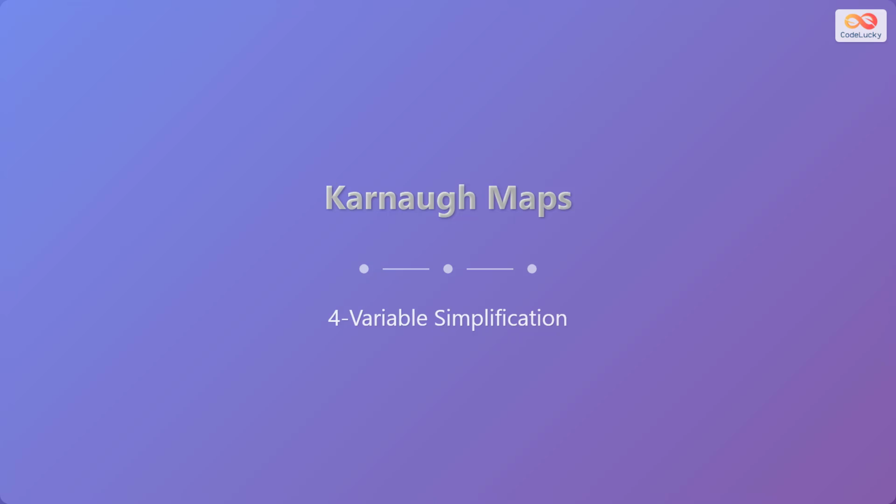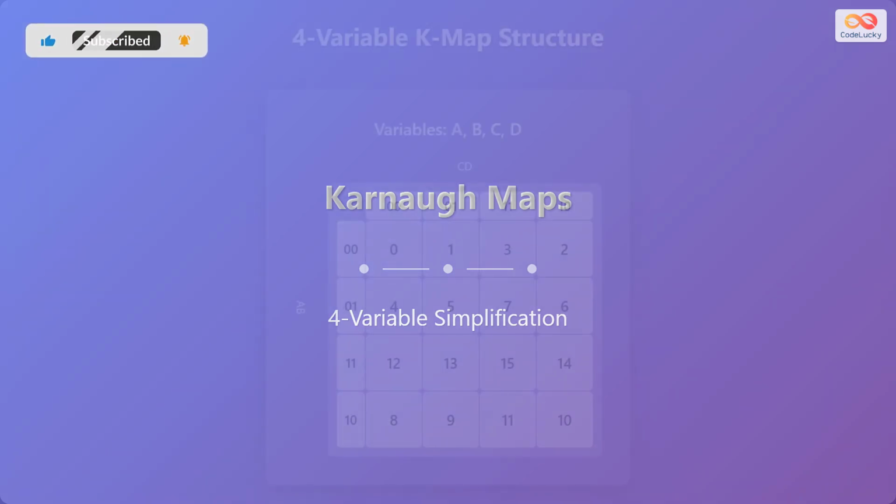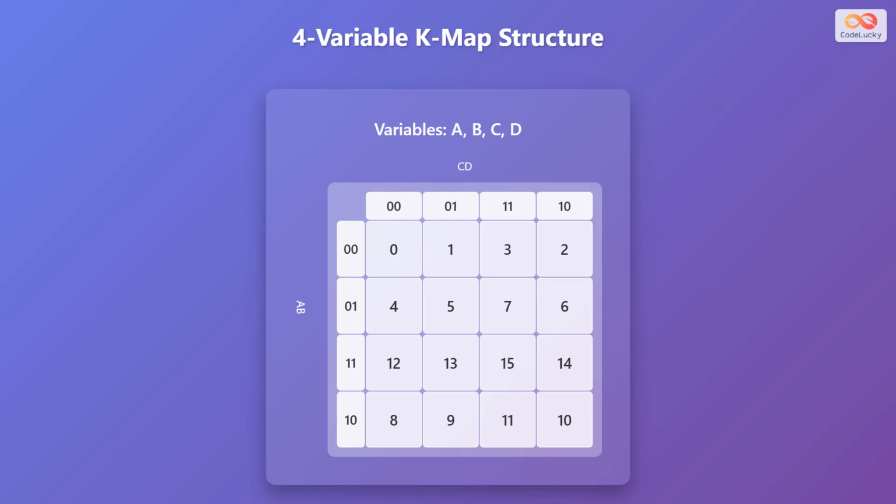Let's explore Karnaugh Maps, specifically focusing on simplification with 4 variables. Karnaugh Maps, often called K-maps, are a powerful tool for simplifying Boolean algebra expressions. Here is the basic structure of a 4-variable K-map.